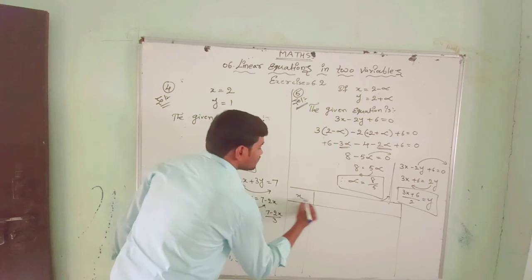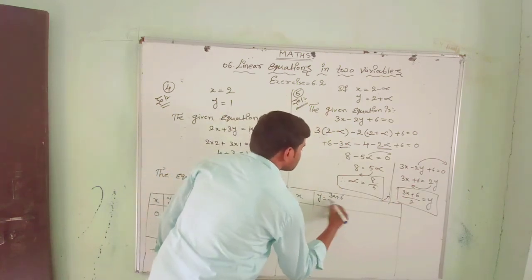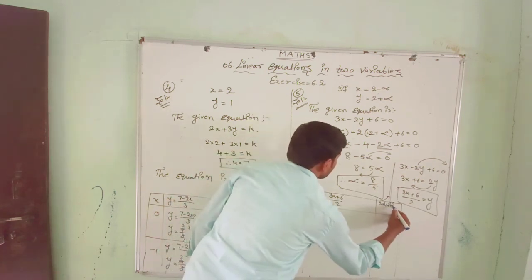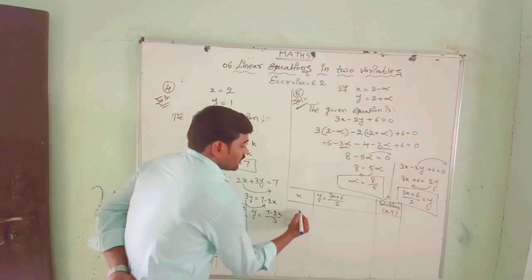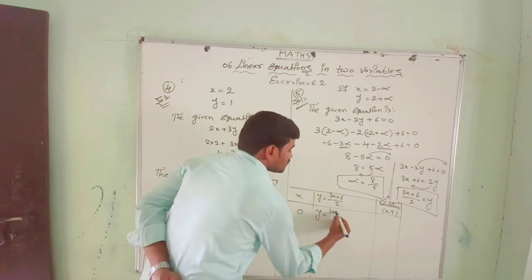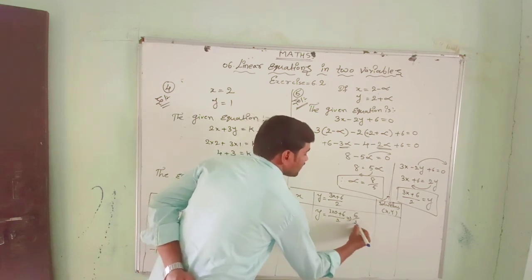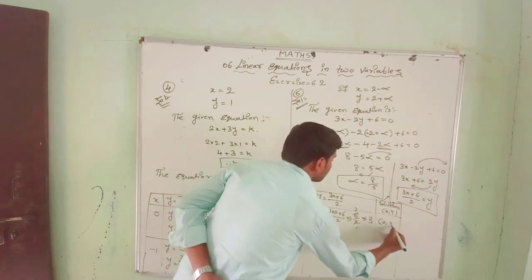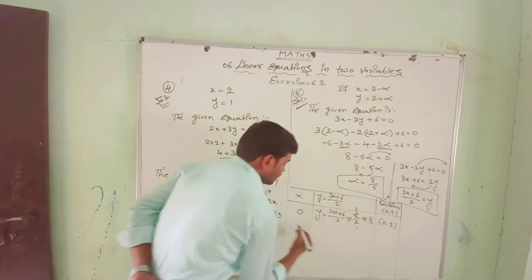Here we go for x value. Here the y value is (3x plus 6) by 2, and here the solutions are x comma y. Suppose x equal to 0, y equal to (3 into 0 plus 6) by 2. 3 into 0 is 0. Then 6 by 2 is nothing but 3. So 0 comma 3. The x value is 0, the y value we got is 3.